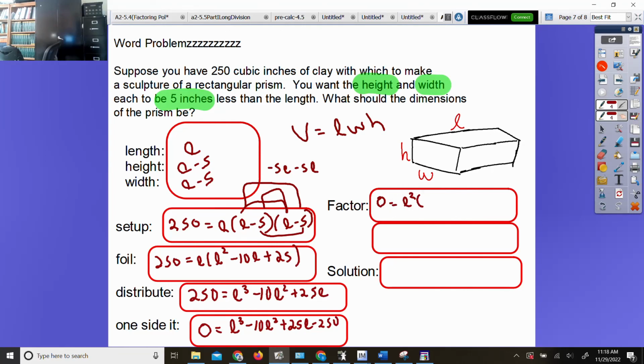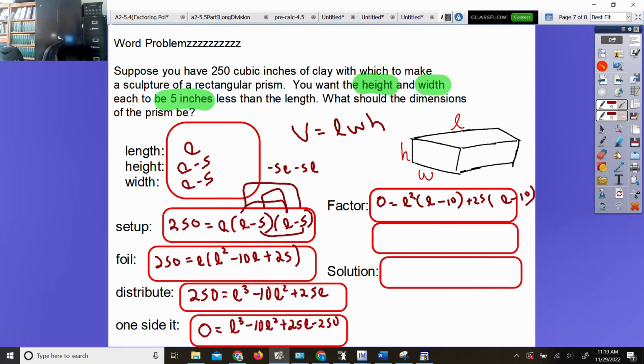If you pull an L squared from L cubed, what remains? L. If you pull an L squared from negative 10L squared, what remains? Negative 10. What do you know about L minus 10? It repeats. What do you pull from 25L minus 250 so that L minus 10 is left over? 25. And it was a positive 25 at that. Signs matter a great deal.